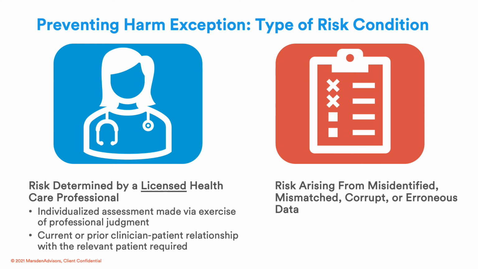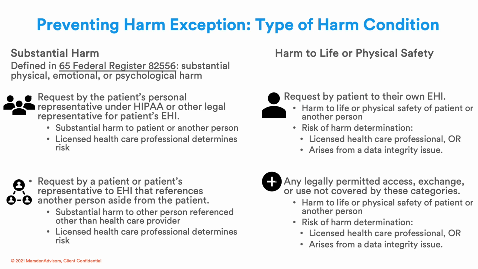So, how are these applied in specific circumstances? That brings us to the type of harm condition. There are two types of harm addressed: substantial harm, defined in the Federal Register as substantial physical, emotional, or psychological harm, and harm to life or physical safety. These are applied in different circumstances. Substantial harm is allowed under two circumstances. The first is request by the patient's personal representative under HIPAA or other legal representative for the patient's EHI.